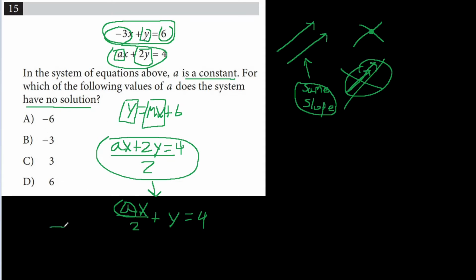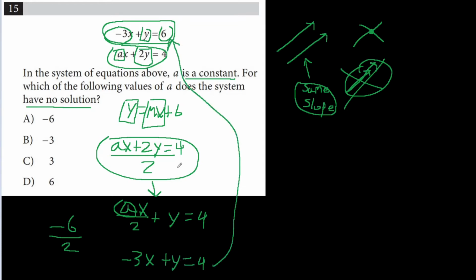And that is -6, because -6 divided by 2 is equal to -3. And now you have negative 3x plus y is equal to 4. And if you compare that to this equation, they both have the same slope, making negative 6 your answer.